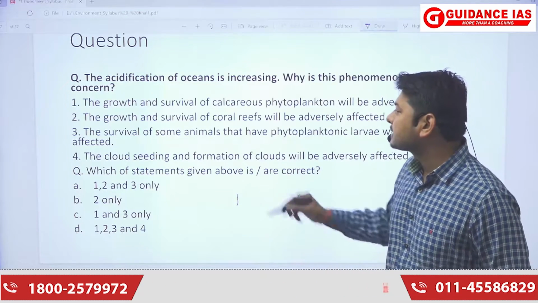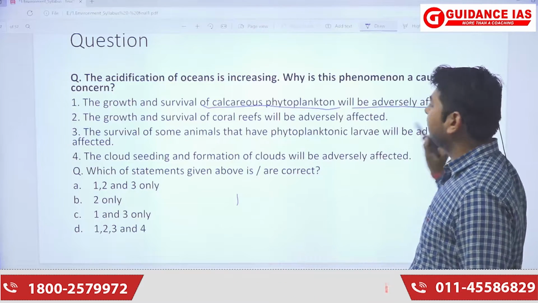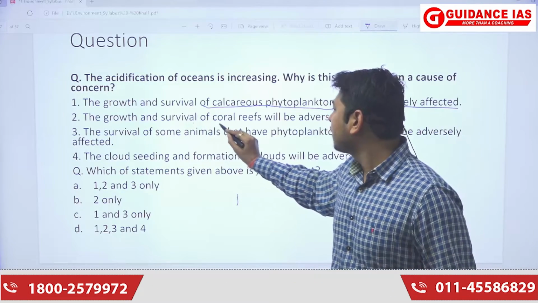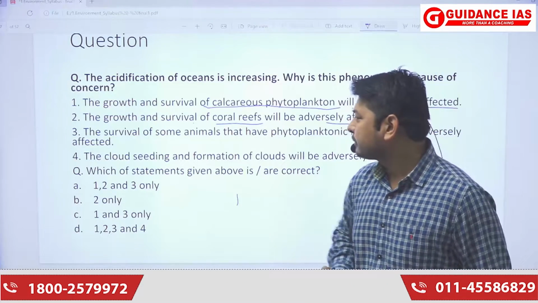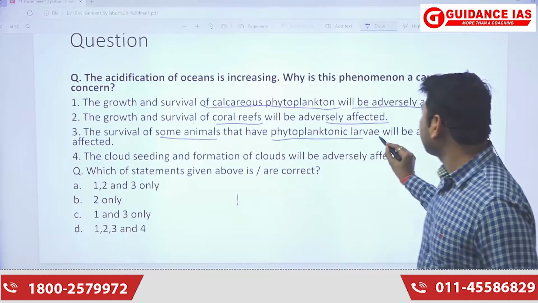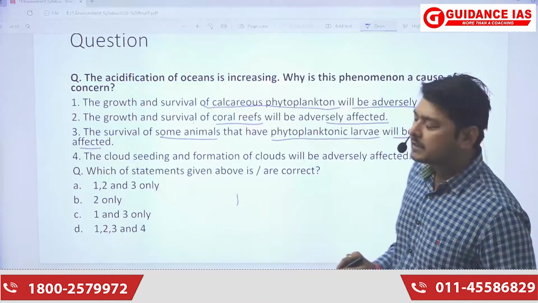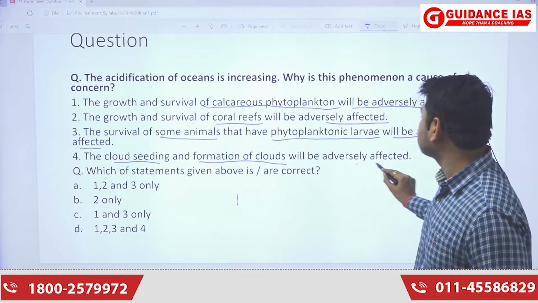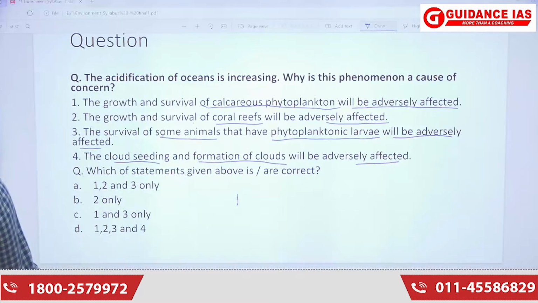The first statement: the growth and survival of calcareous phytoplankton will be adversely affected. The second statement: the growth and survival of coral reefs will be adversely affected. The third statement: the survival of some animals that have phytoplanktonic larvae will be adversely affected. The fourth statement: cloud seeding and formation of clouds will be adversely affected. Now I would like to explain this with a diagram.